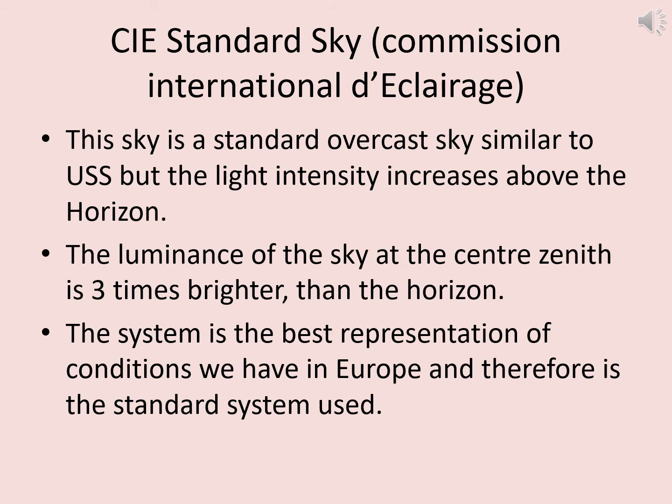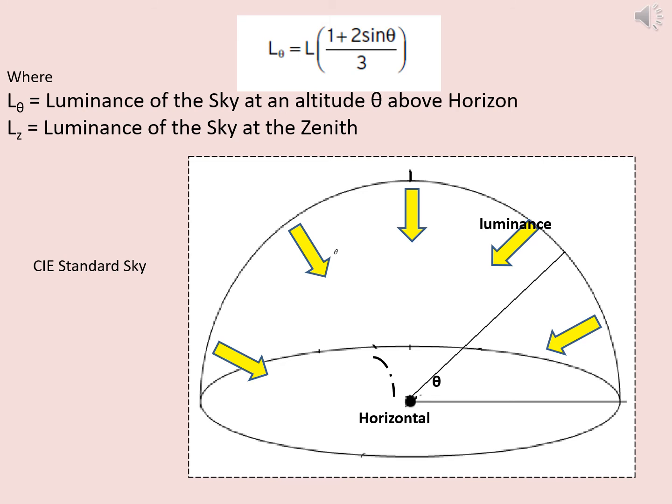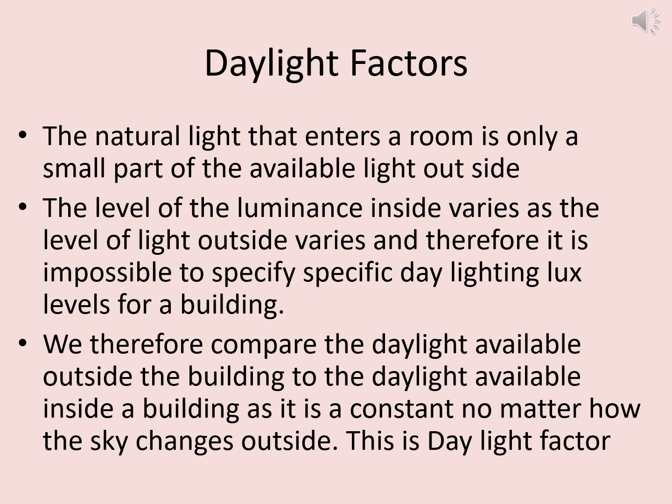CIE standard overcast sky. In the CIE Commission Internationale de l'Éclairage sky, the luminance varies with the angle above the horizon. This has close resemblance to the luminance distribution of a real overcast sky, luminance at an angle from the horizon, as shown in figure, where L is the luminance at the zenith. The luminance at the zenith is 3 times the luminance at the horizon. Daylight enters the interior of a building through windows or roof lights. The illuminance due to daylight inside a building will reduce rapidly as the distance from the windows and skylights increases.